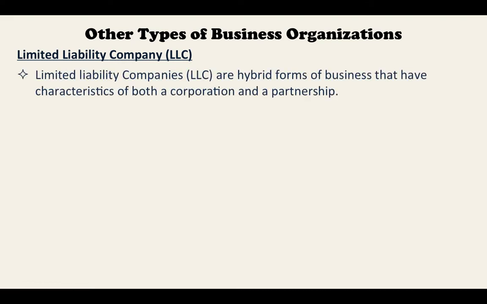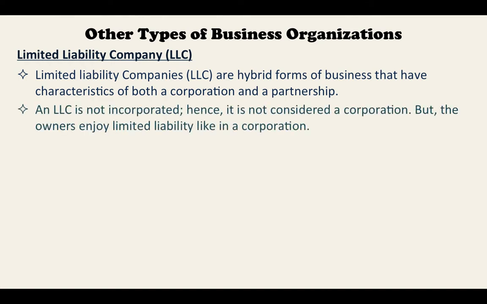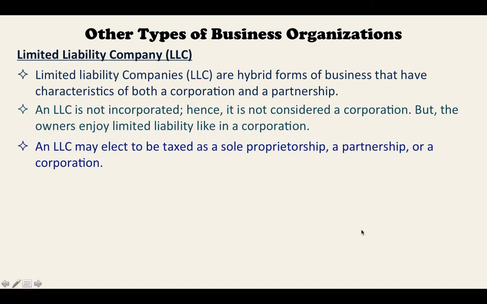Okay, there are other types of business organizations, and these are the limited liability company, abbreviated LLC. Limited liability companies are hybrid forms of business that have characteristics of both a corporation and a partnership. An LLC is not incorporated, hence it is not considered a corporation, but the owner enjoys limited liability like in a corporation. An LLC may elect to be taxed as a sole proprietorship, a partnership, or a corporation.